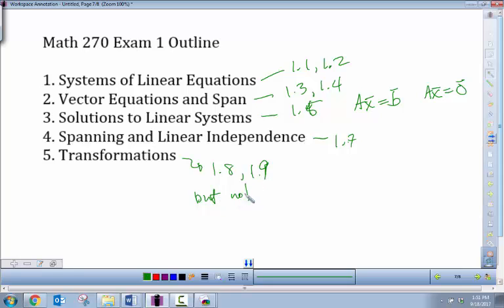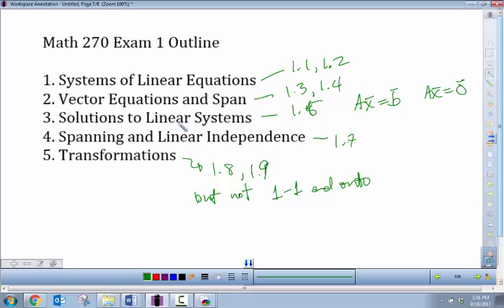But not one-to-one or onto. So I won't cover one-to-one and onto on this exam, because all the work that you would do is all the work that you would do in the previous sections anyways. You're going to be checking for linear independence and span, and you'll be checking for solutions and stuff.